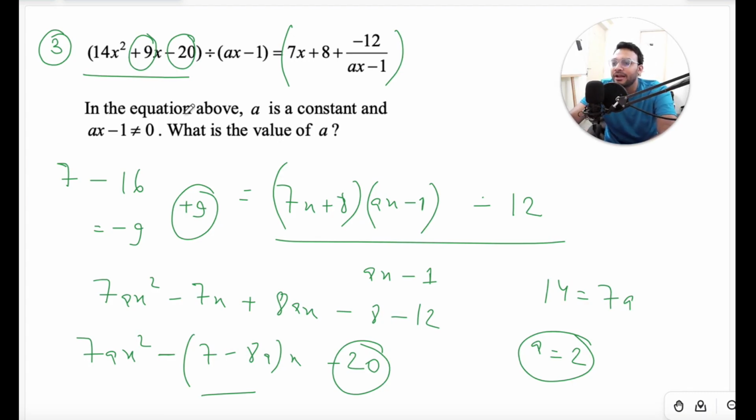So this was simple comparison. We just made the right hand side look similar to the left hand side in terms of the numerator and denominator, since the denominator is the same on both sides, ax minus 1. So the numerator must also be the same. And that's when we started comparing the coefficients for different terms. So the constant would be equal to the constant. Coefficient of x squared would be equal to the coefficient of x squared on both sides. Okay. So a is equal to 2. Let's go ahead to the next one.